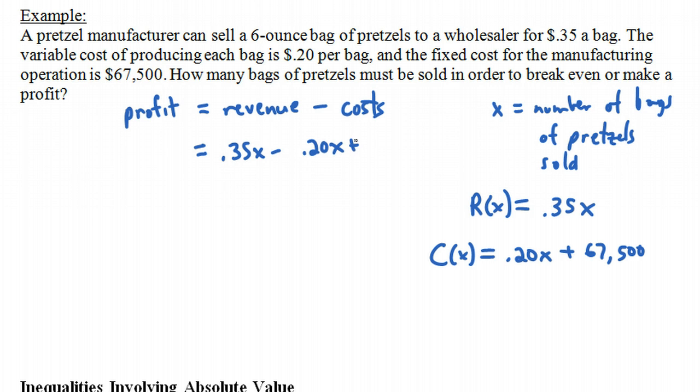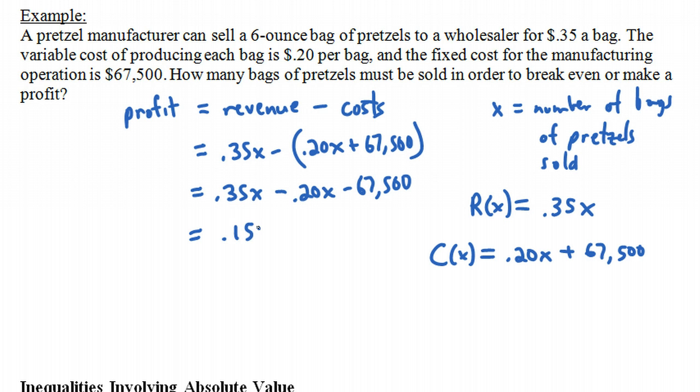So revenue minus costs would be 0.35x minus the quantity 0.20x plus 67,500. Make sure to put in parentheses what the costs are, since you're subtracting the whole amount of the costs. If we remove the parentheses, though, we have 0.35x minus 0.20x minus $67,500. And 0.35x minus 0.20x is 0.15x, so we have 0.15x minus 67,500.